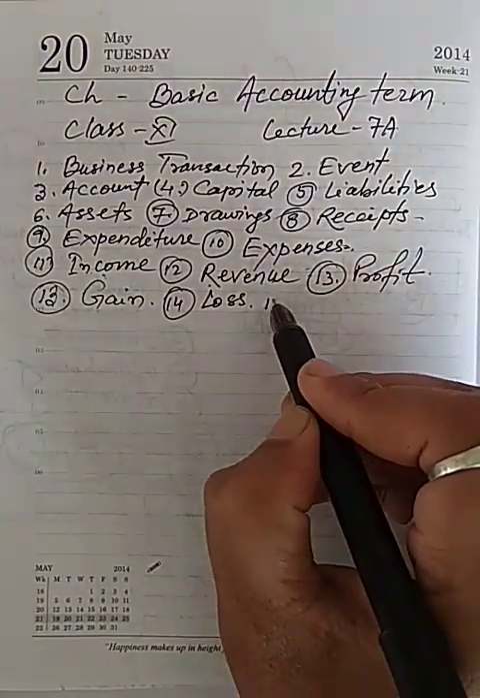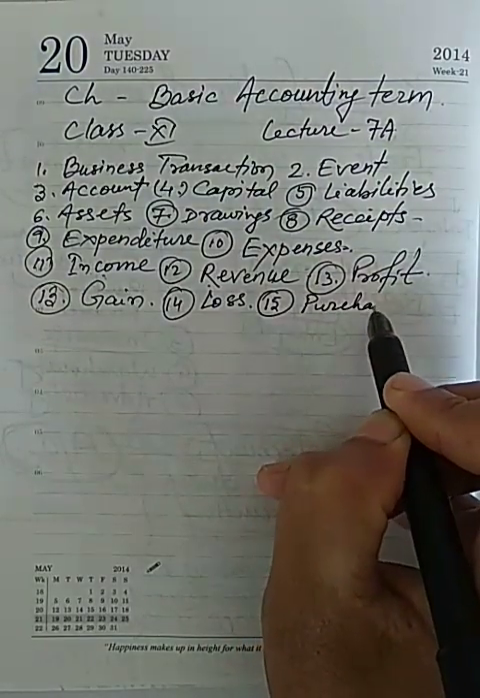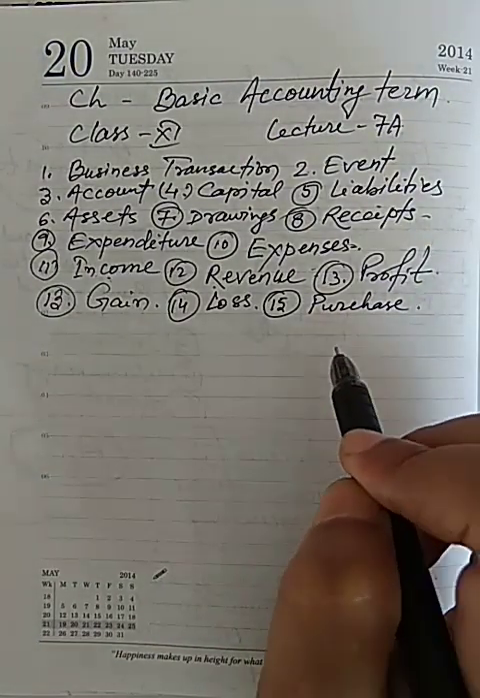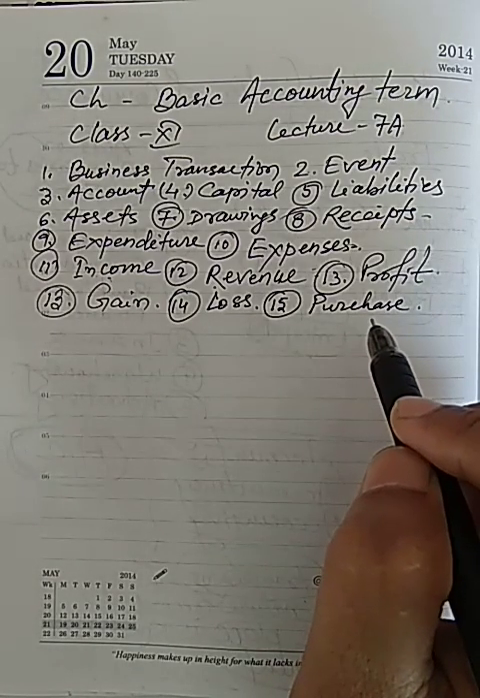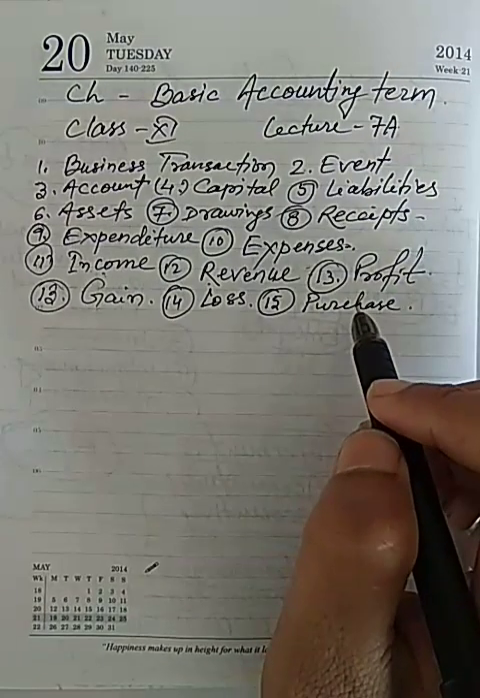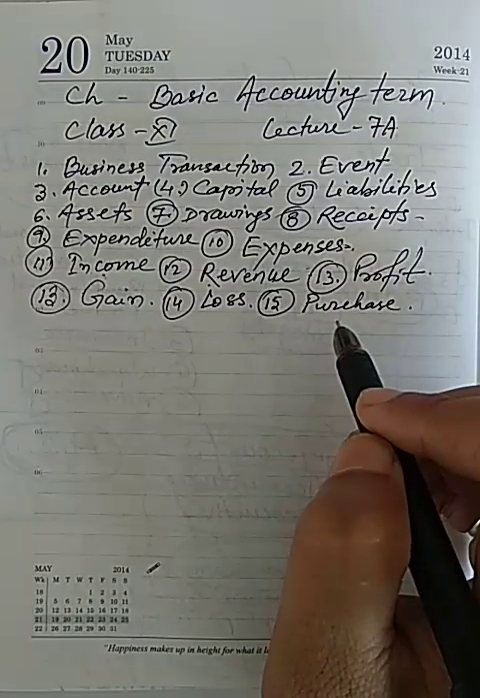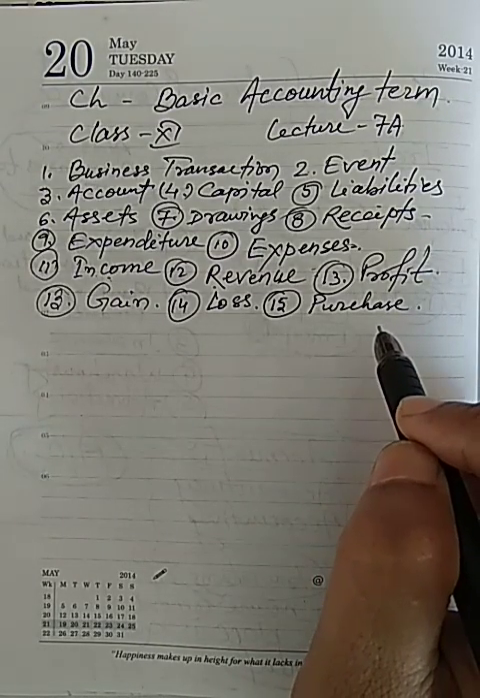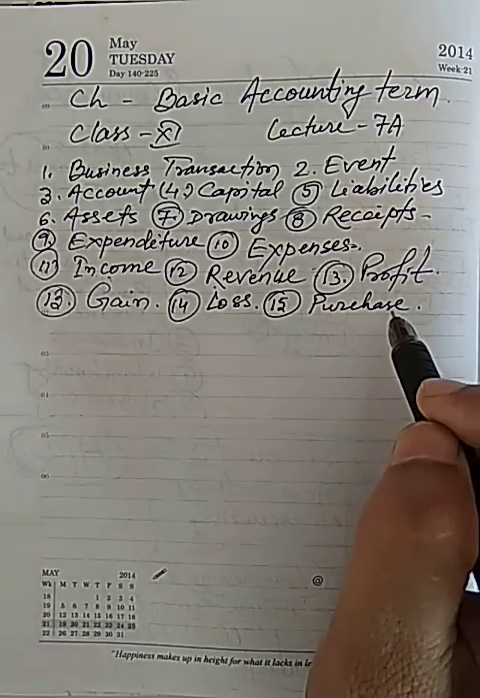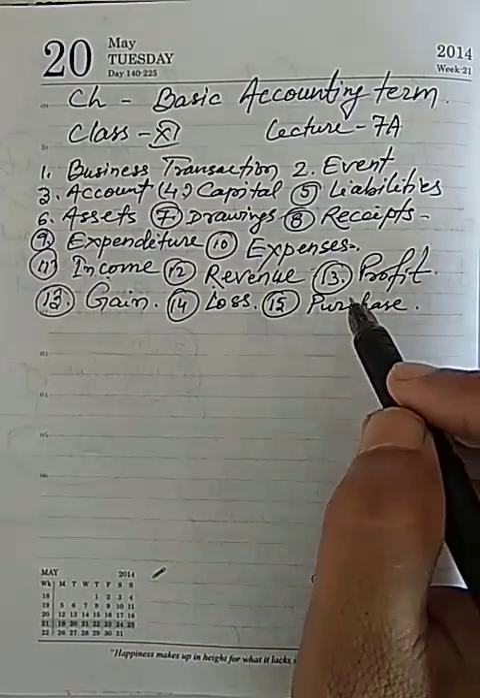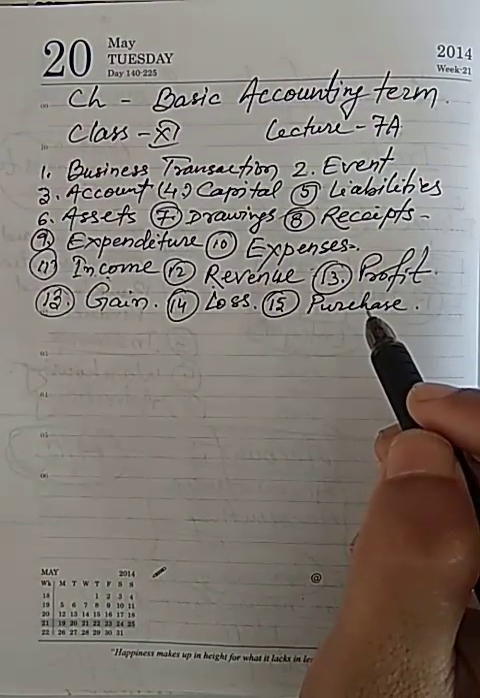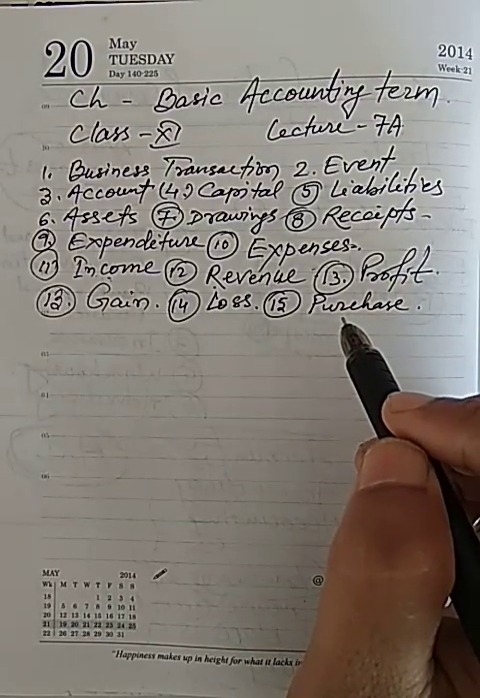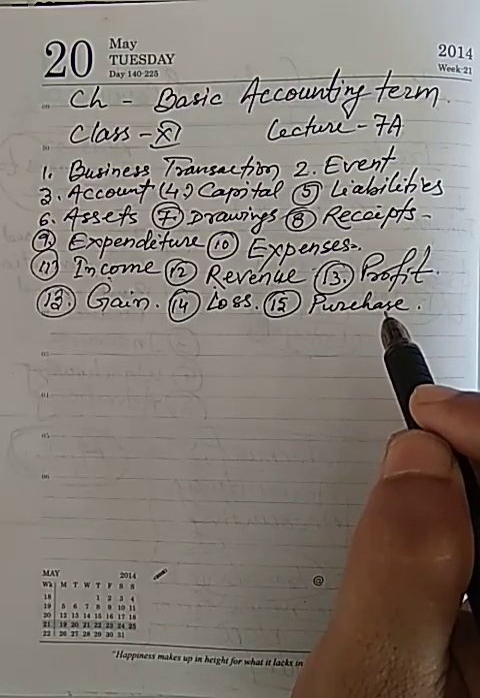Now next point is purchase. The term purchase is used only for the purchase of goods in which the business deals. In case of a manufacturing concern, goods means acquiring of raw material for the purpose of conversion into finished product and then sale. In case of a trading concern, goods are those things which are purchased for resale. For example, if a cloth dealer purchases cloth for sale, the cloth so purchased will be called goods.